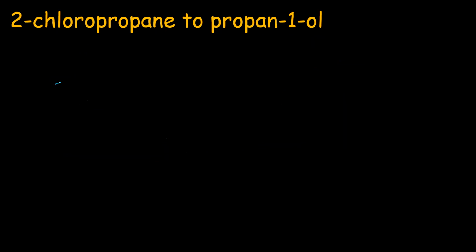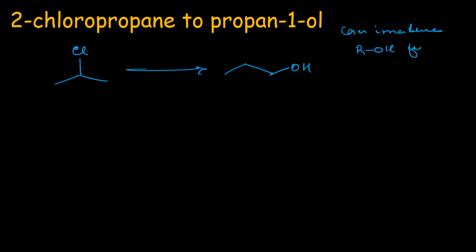One way to do this problem would be, you have this chloropropane, and then you move to propan-1-ol, OH. Now you will ask, can I make alcohol from haloalkane? So from your mind or from your notes the answer will come, yes you can. You can make alcohol from haloalkane. So if I have propan-1-ol, what should be my haloalkane?